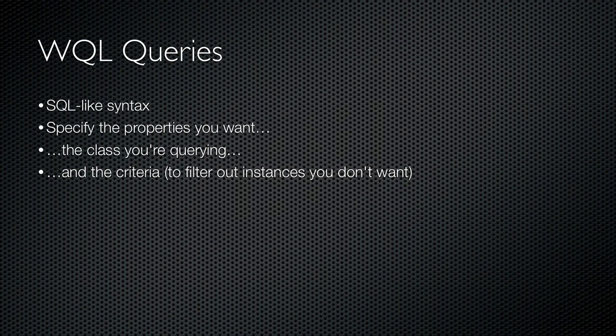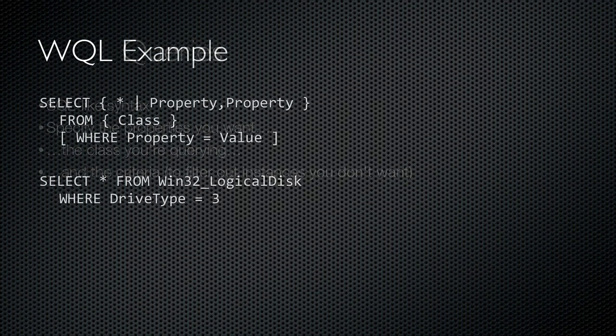The WMI query language, or WQL, is available to write very precise queries to WMI. It uses a syntax that's really pretty similar to SQL, so if you've used that, then WQL will seem familiar. You basically specify the properties you want, the class you're querying, and if you like, some filtering criteria to remove instances you don't care about. Here's the basic syntax, along with an example.